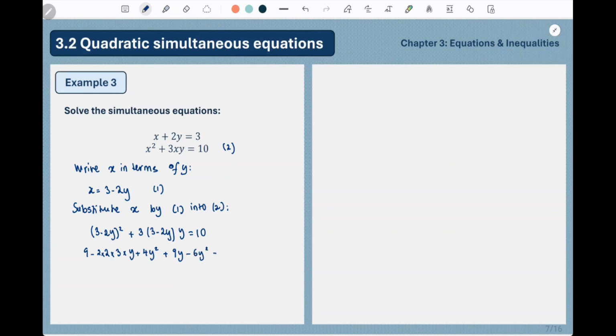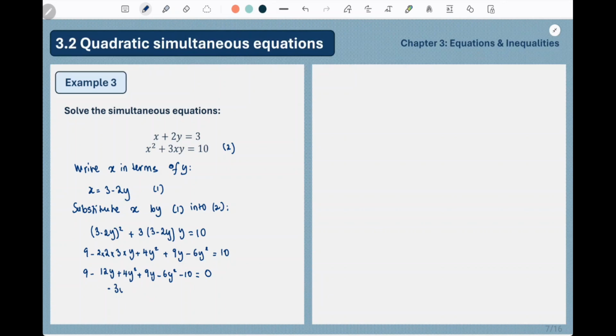6y squared equals 10. And then to simplify this one, we have 9 minus 12y plus 4y squared plus 9y minus 6y squared minus 10. So I moved 10 to the other side so I can have a proper quadratic equation. Now I'm just going to add things together. Minus 12y plus 9y, that's minus 3y.